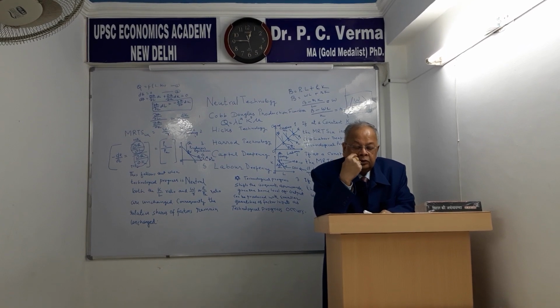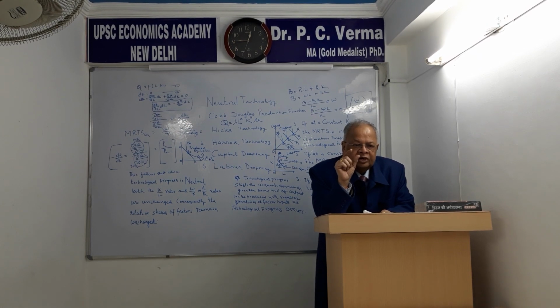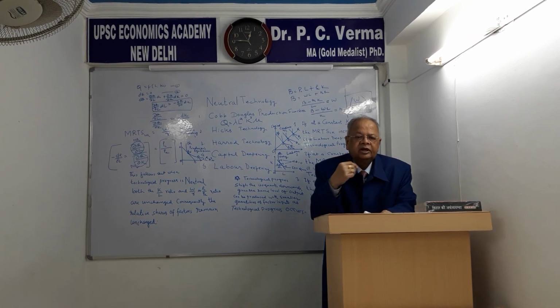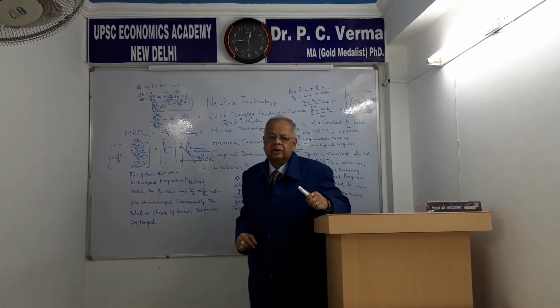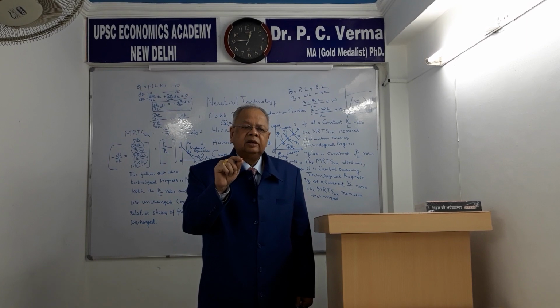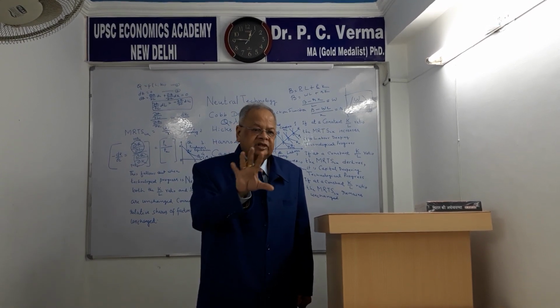Producer's budget line must be tangent to isoquant. Must be tangent to isoquant. This is a necessary condition.